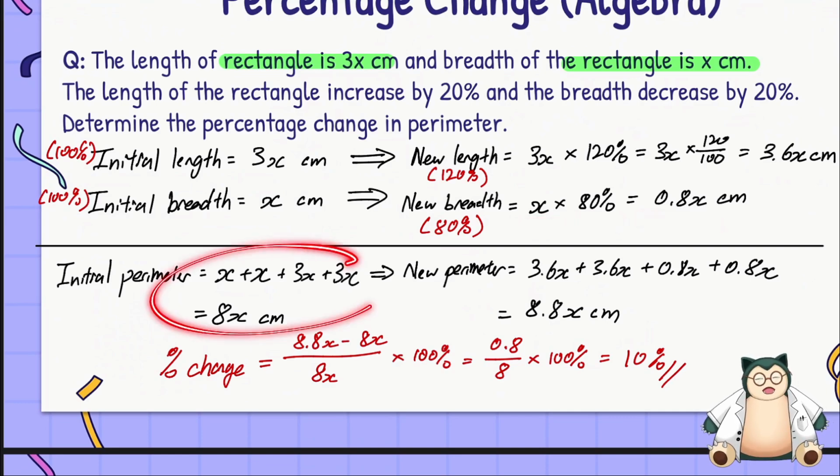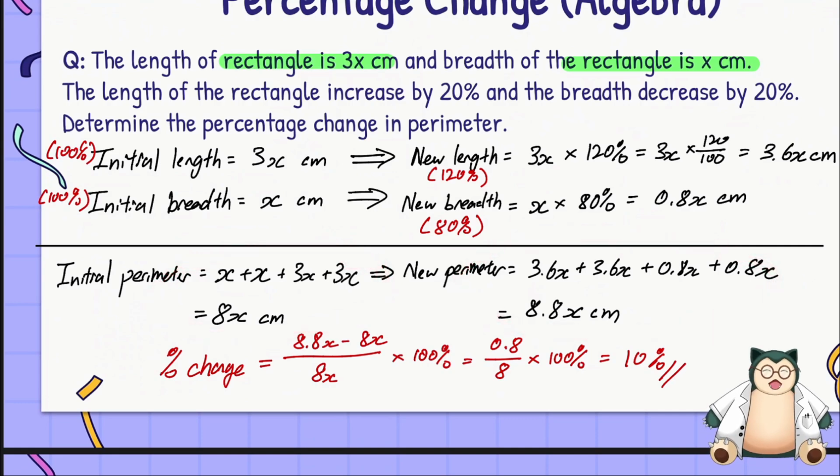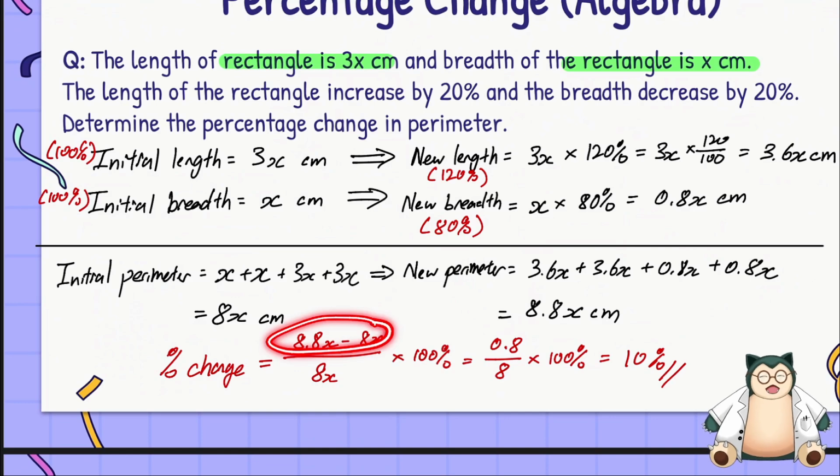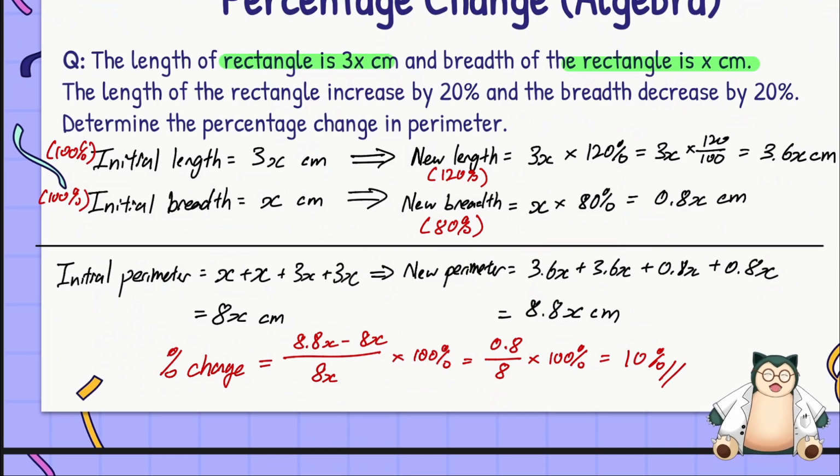And then I calculate my initial and my new parameter. And I apply my percentage change formula, which is the increase in value divided by the original value, which is 8x, multiplied by 100%. I simplify my fraction into 0.8 over 8 and then multiply by 100%, which gives us a grand total of 10% change. Okay.